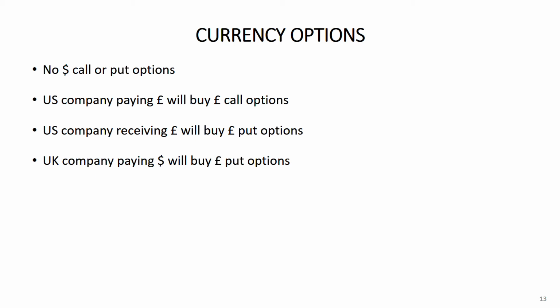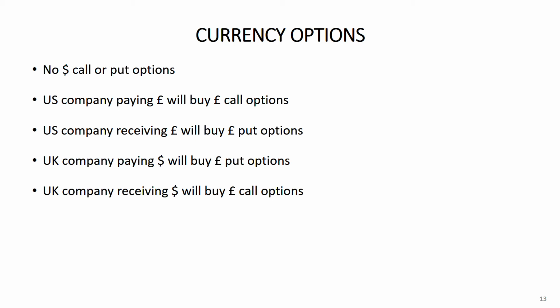What do you need to do? You need to buy pound put options, not call options. It needs to be reversed. A dollar call option means pound put options, right? So you need to buy pound put options. And if the company is receiving dollars, you are buying pound call options. Just knowing these four will solve your work, right?